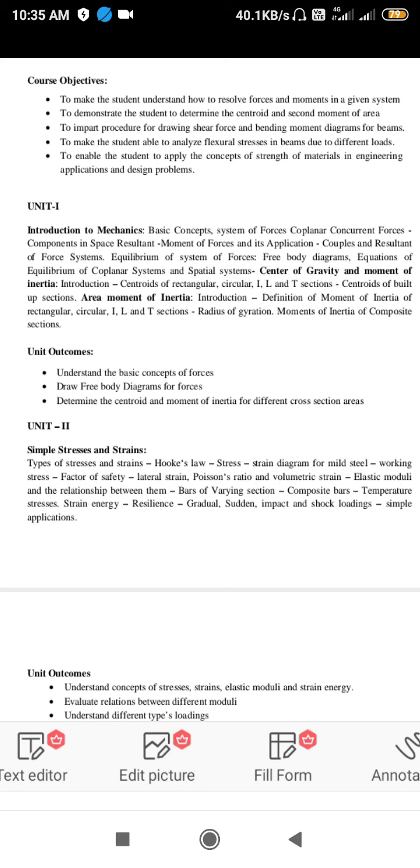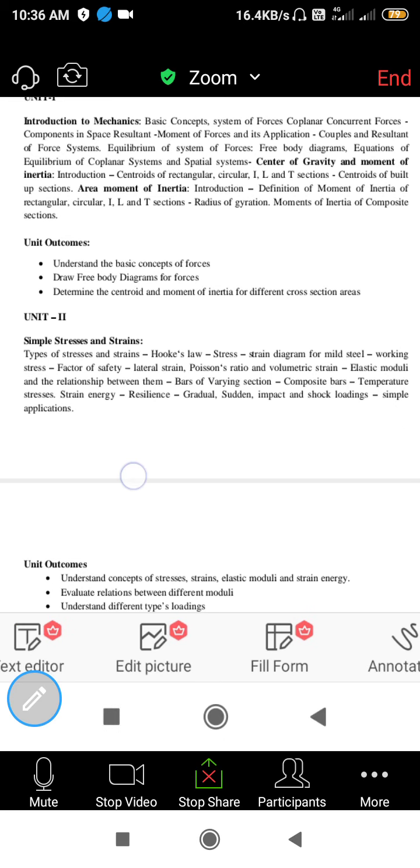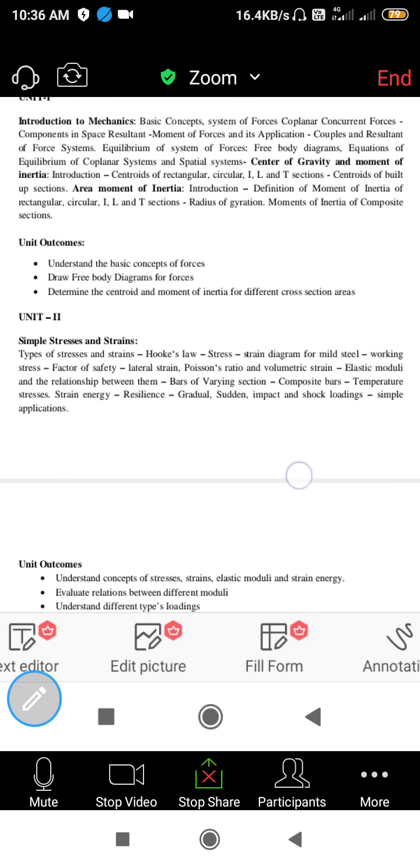So here various bars are there: combination of bars, single bar. When there is a combination of bars, what force is acting there? How can you calculate the forces? These are studied in the second unit, that is called simple stresses and strains. Next, coming to the third unit.